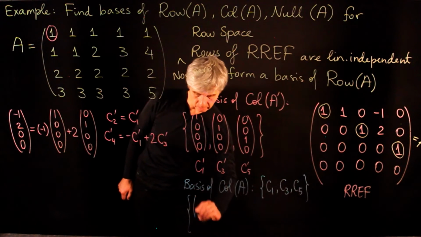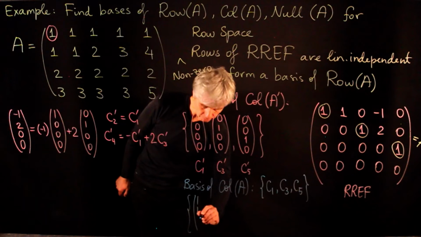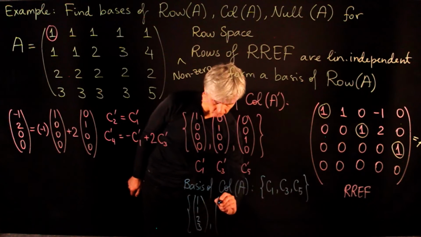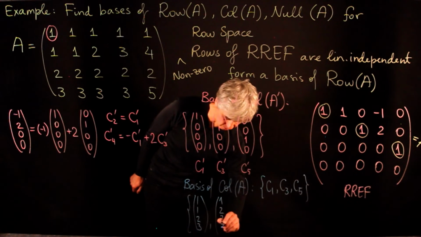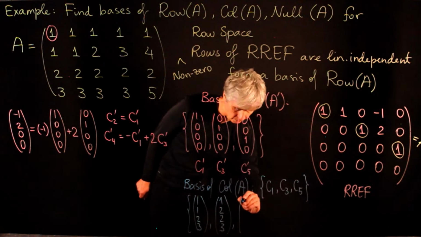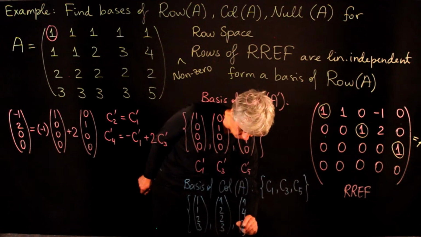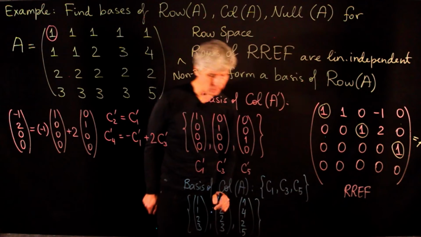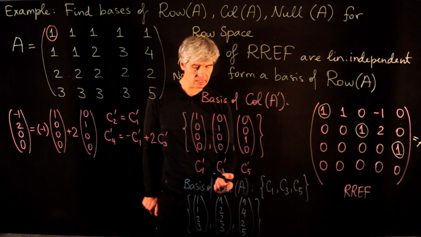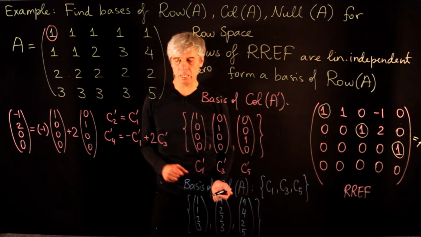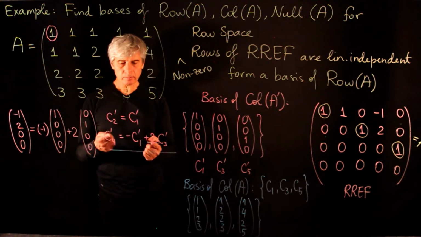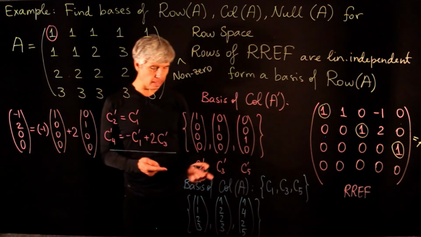C1 is 1, 1, 2, 3. C3 is 1, 2, 2, 3. And C5 is 1, 4, 2, 5. Right? And so what we claim is that this set of columns is the basis of the column space of the original matrix. And our theorem said that linear dependencies between columns are preserved.